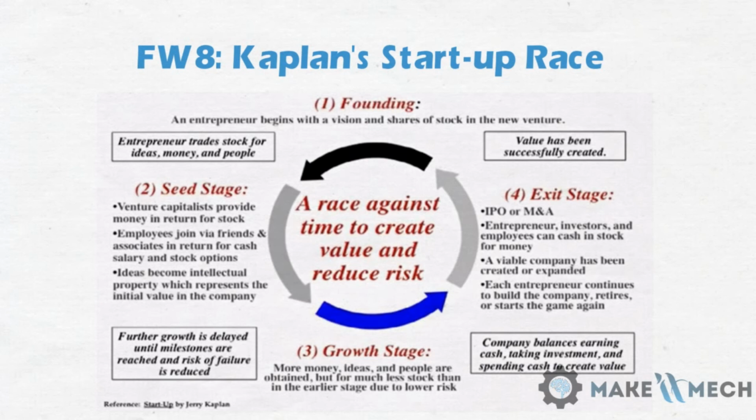The third stage is the growth stage. In this, more money and people are obtained. The value has been successfully created in this stage. The last stage is the exit stage. This is the IPO stage where you offer your shares to the public. Entrepreneurs, investors, and employees can cash in stock for money. Here, a viable company has been created or expanded. The end point is the company balancing earning cash, taking investments, and spending cash to create value.